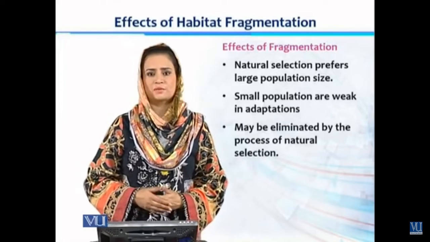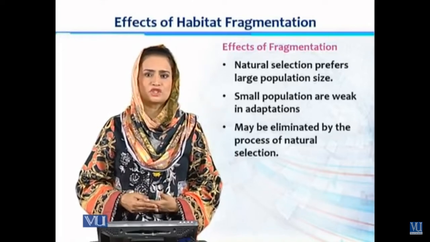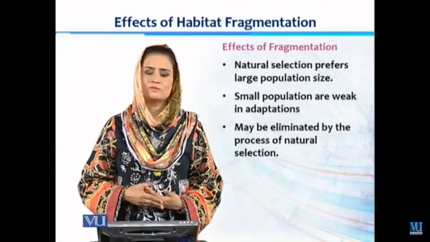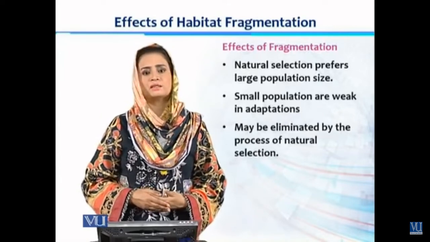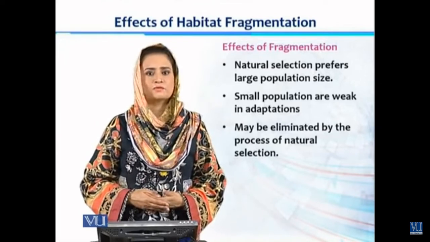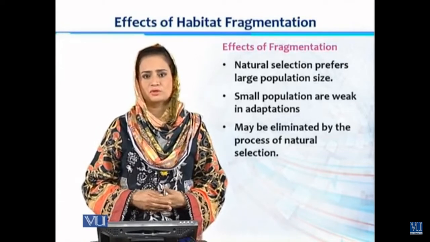But in case of habitat fragmentation, the environment is suddenly or gradually changed. So these species are not capable of adapting themselves to those rapid or subtle changes in their environment. These small populations are weak in their adaptations, and because of being weak in that capacity, natural selection might choose to eliminate them from the productivity or from the biomass. So that would be extinction. It will lead to the extinction of species.